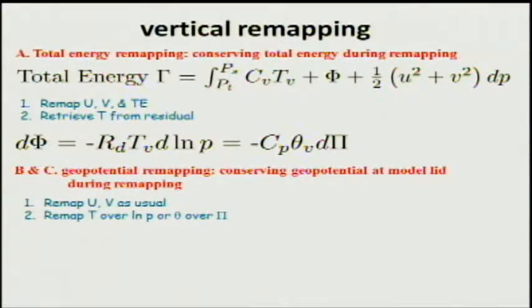And a few years ago, I had a personal conversation with SJ, and he said move to the so-called geopotential remapping, without disclosing to me why. But basically, geopotential is equal to Rd, the gas constant, times virtual temperature times d log p, or you can do Cp times potential temperature times d pi, with pi being the Exner function. So you can map temperature over log p or map potential temperature over pi. This algorithm will make sure during the remapping you are not going to change the geopotential at the model top.